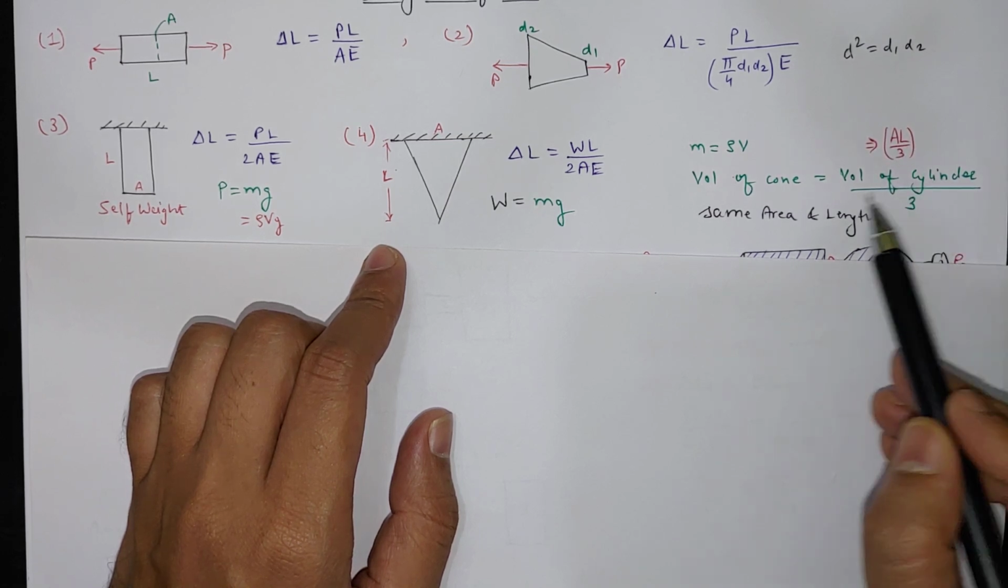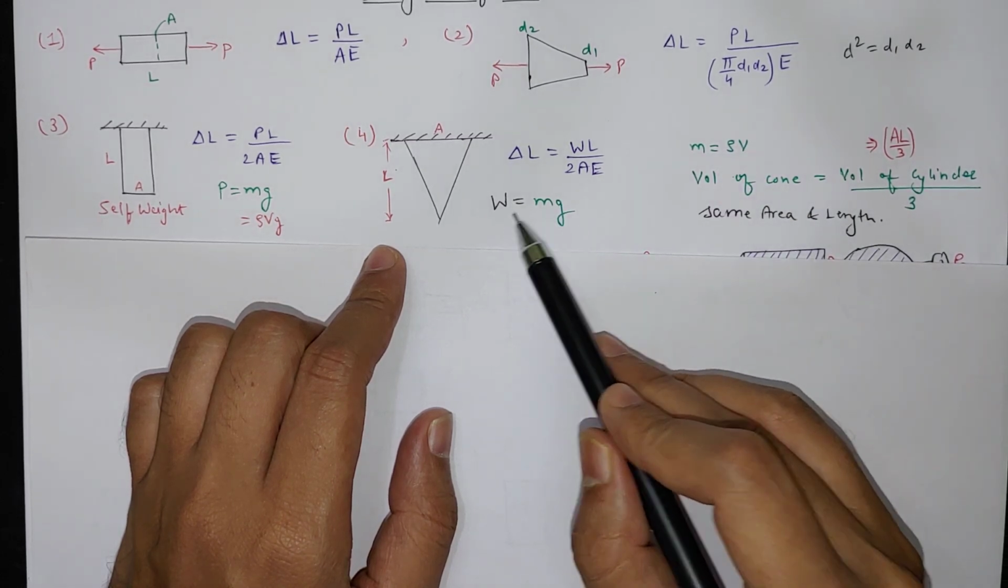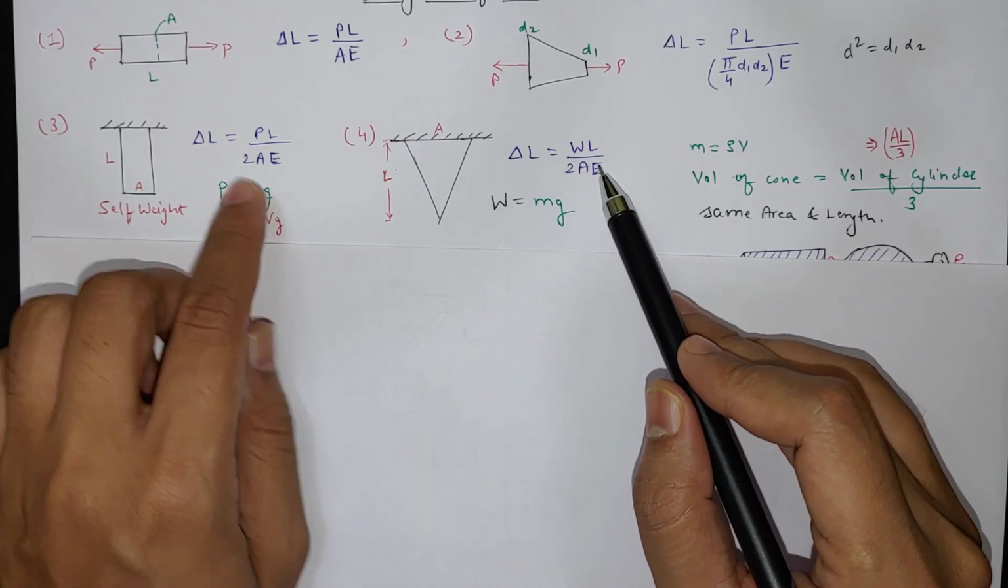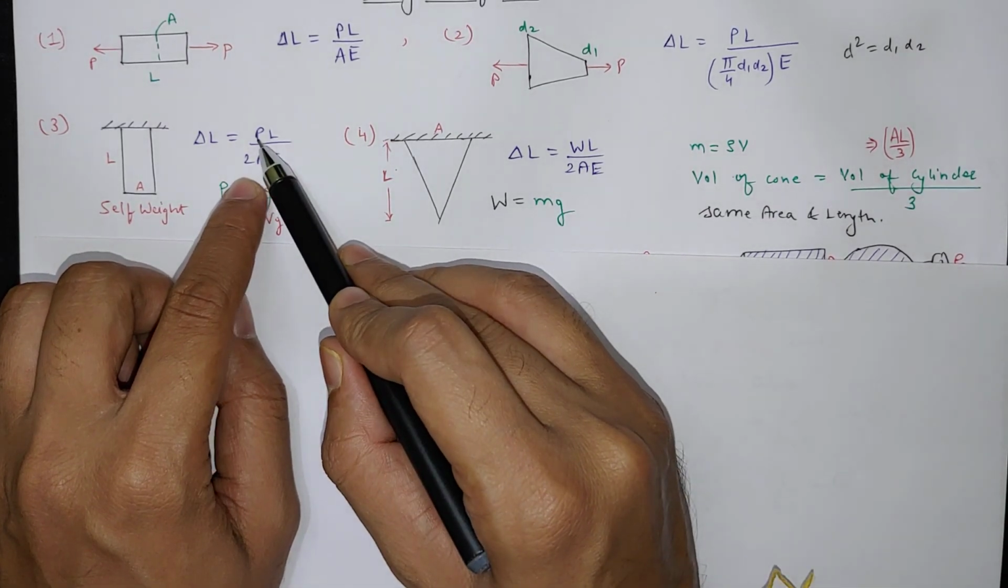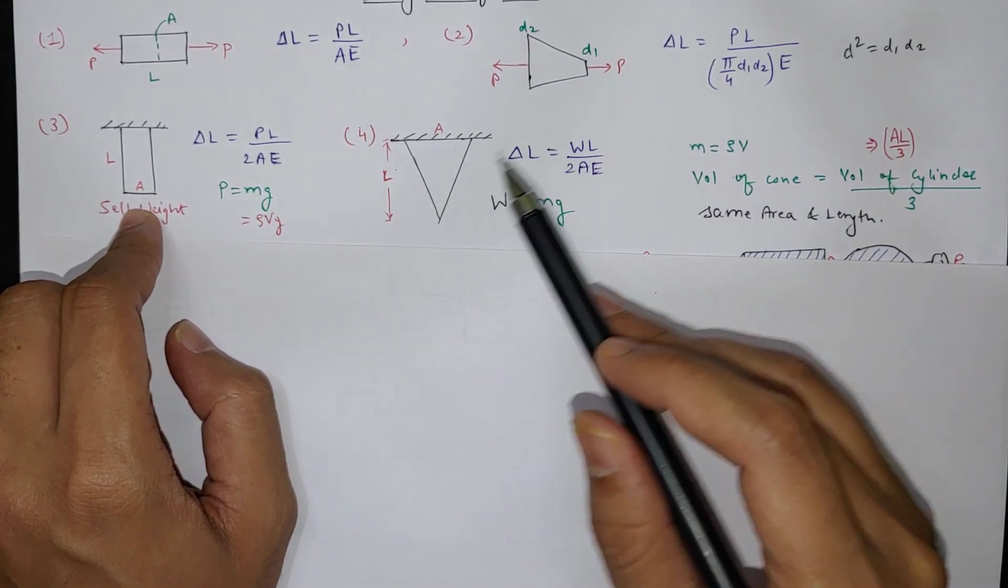So AL by 3 will be equal to the volume of the cone. Here we have to put the volume of the cone, and then W equals mg, and then W we have to keep here. So delta L equals WL by 2AE. These two formulas are the same, but here P will be equal to the weight of the cylinder, and here W will be equal to the weight of this cone.